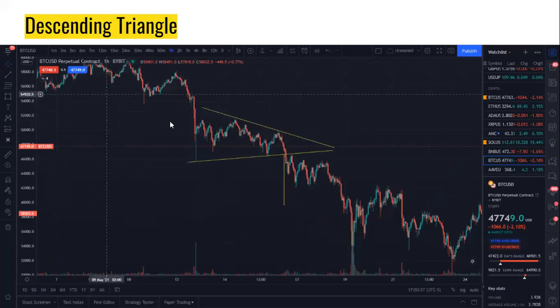Okay. Here's a descending triangle. Bam, bam, bam, bam, bam. Breakdown. And it even went further than that trade. But you can see it went bam, went up and retested it.